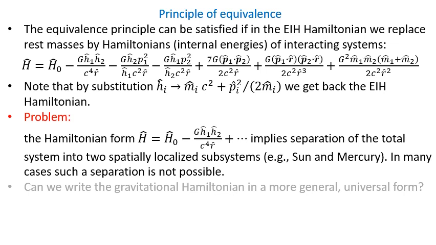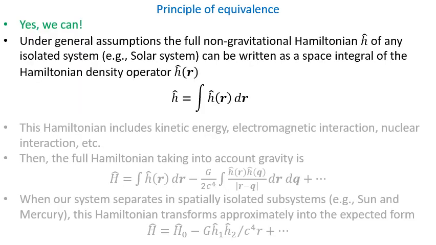But here we meet a significant problem. The Hamiltonian written above cannot be regarded as the ultimate Hamiltonian of the quantum theory of gravity. Indeed, this Hamiltonian presumes that we manage to separate the full physical system into two localized objects, for example, Sun and Mercury. This assumption is not applicable in many cases. So the question is, can we write the gravitational Hamiltonian in a more general and universal form? Here is an idea of how this can be achieved.